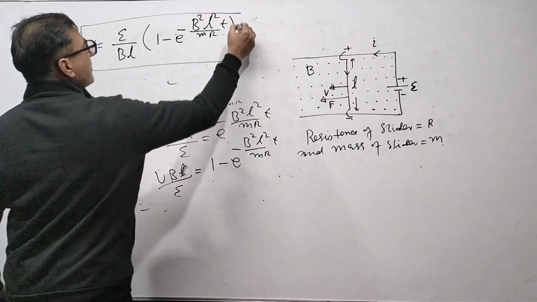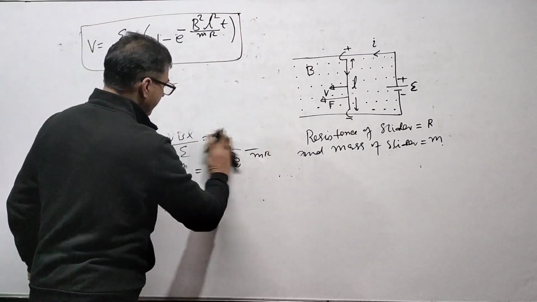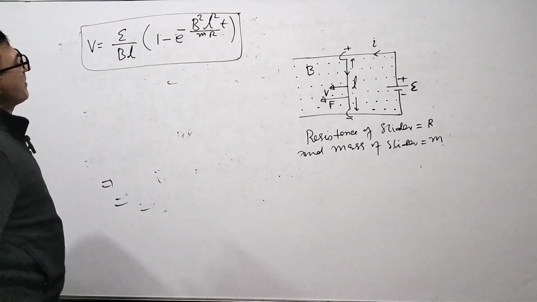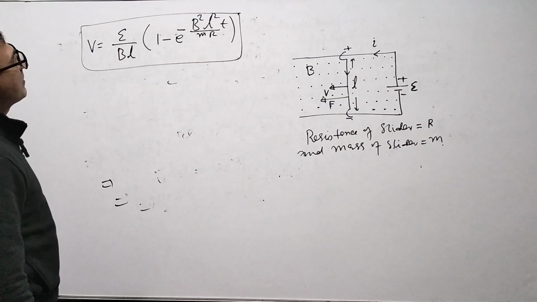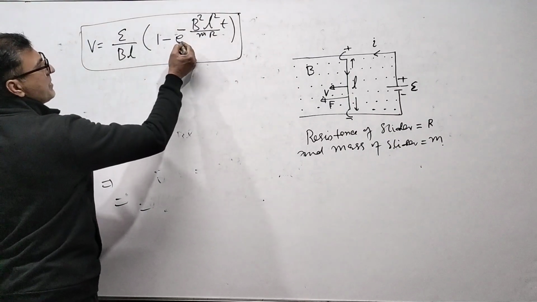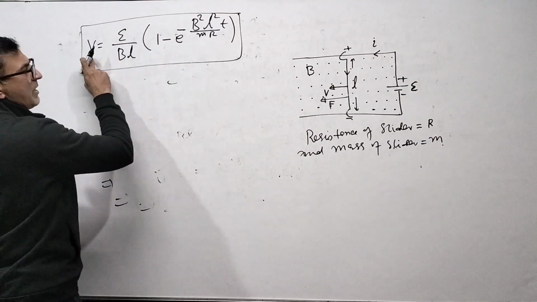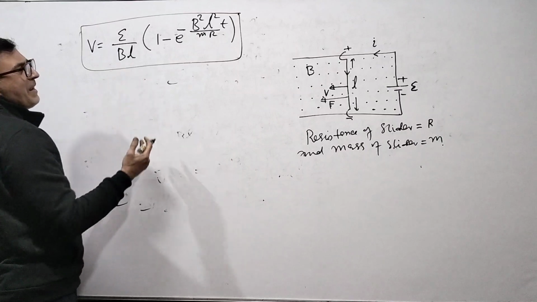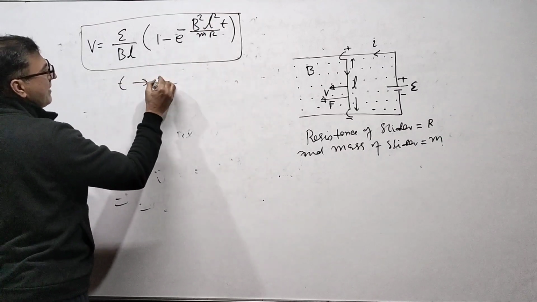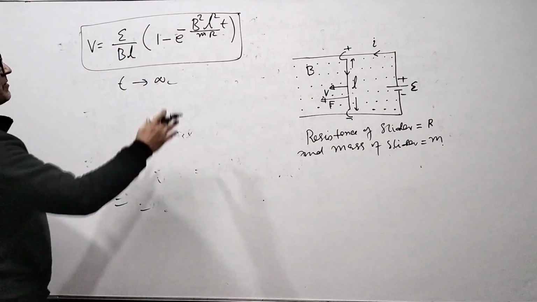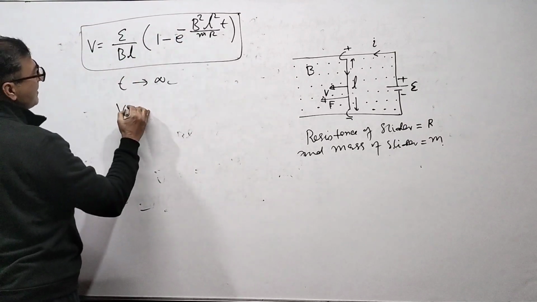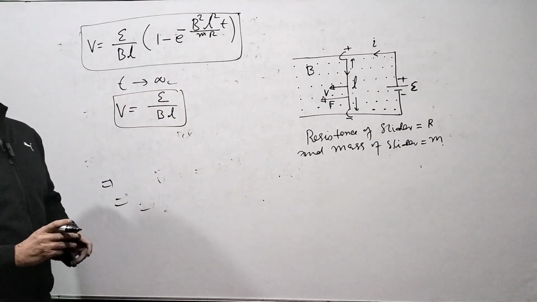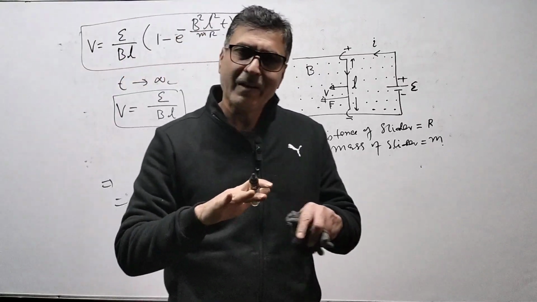This is the answer. This is the answer for the velocity as a function of time. It becomes exponential. So if you put t equal to 0, this becomes e raised to power 0, which is 1, and 1 minus 1 is 0. So velocity has started with 0 velocity, because this will become 0 at t equal to 0. But after some time, when t tends to infinity, after a long time, this part becomes 0. So what's the velocity? E by BL.